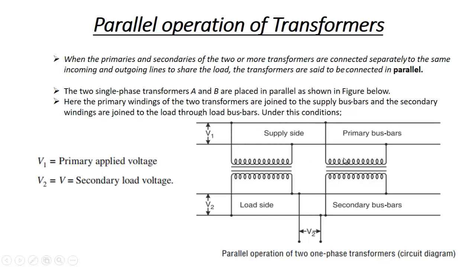So these two will be connected, or we can say they are connected in parallel. Primary and secondary are also connected in parallel. This terminal is connected to this terminal through this line, and this terminal is connected to this terminal through this line. And then the output is taken from this point to this point.